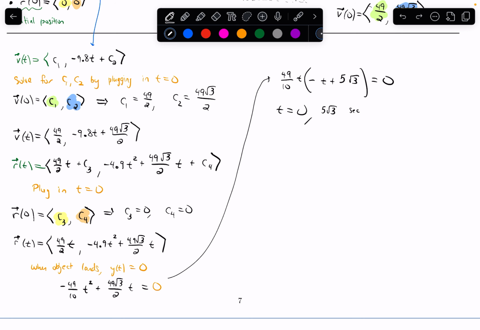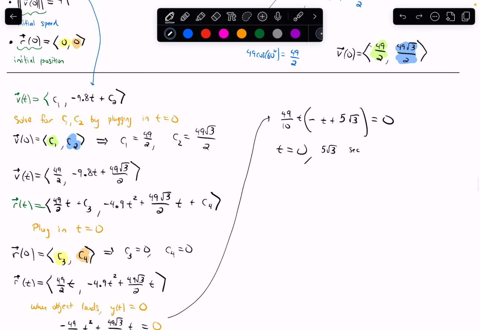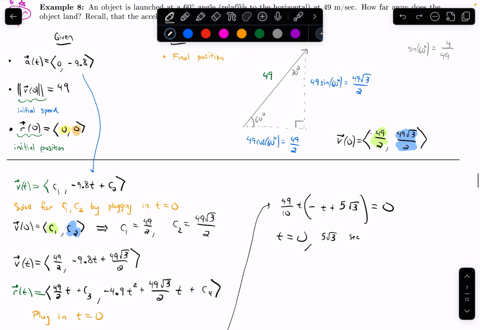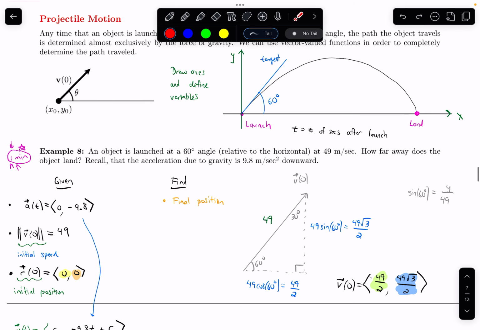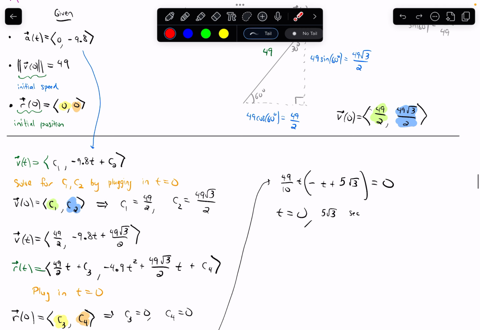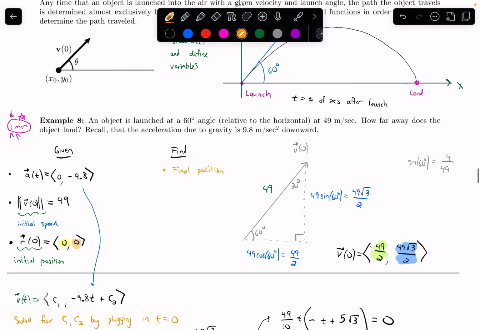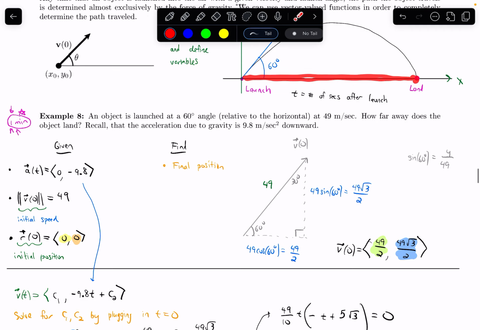Okay, so there's 2 times. What does that mean in the context of the problem? Well, t equals 0, that would have been this initial time, this launch time. So that means the other value I got should be the landing time. So this 5 root 3, this is the landing time. And I'm trying to figure out how far away did the object land, which means I want this horizontal distance. I want the x value of position.